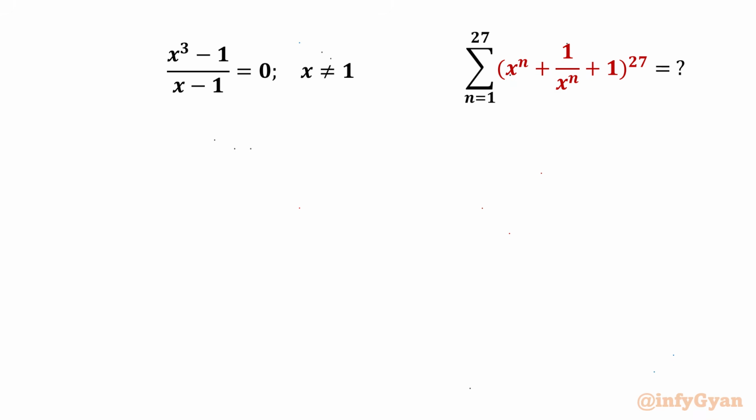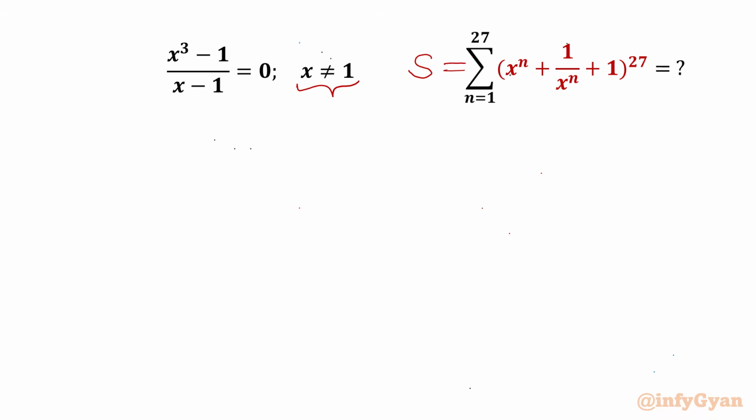Today in this video we are going to solve one very interesting question from algebra. Here we have (x cube minus 1) over (x minus 1) equal to 0, where x cannot be 1. Then we have to evaluate the sum S, n equal to 1 to 27, of (x power n plus 1 over x power n) plus 1, raised to the power 27.